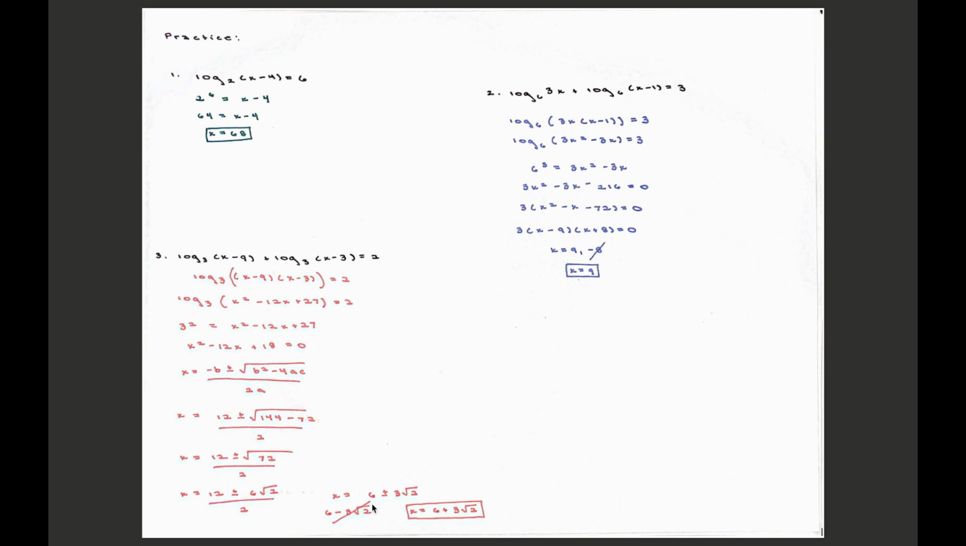Now the issue is when I go back and plug these values in, if I take 6 minus 3 rad 2, that would give me a negative value here. So that does not work, so that answer is not an option, and instead your only option is 6 plus 3 rad 2. Okay? So the hardest problem for these is just making sure you don't make a mistake because there are so many steps to them. So just work as carefully as possible.